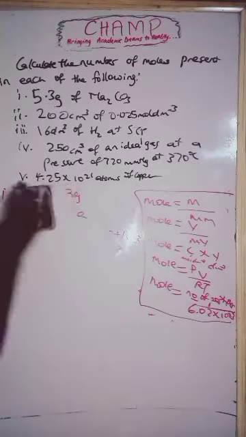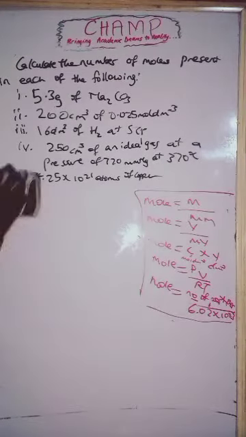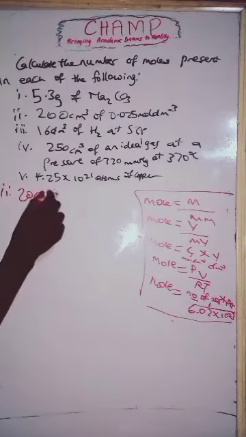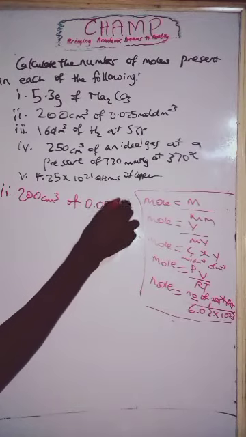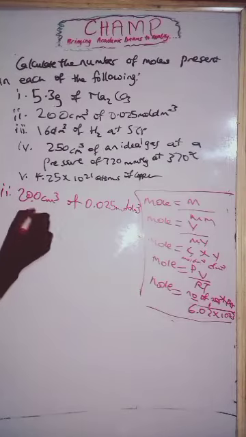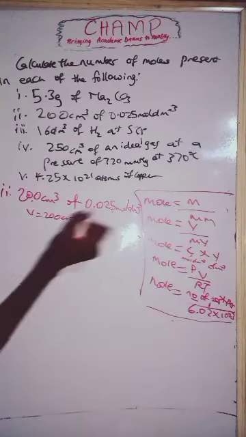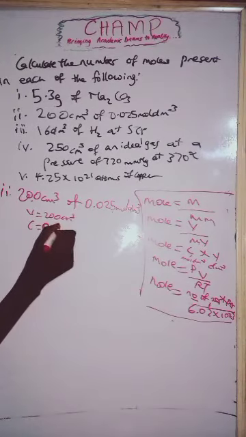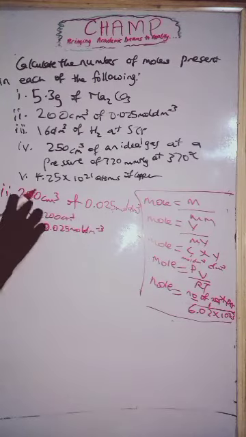So the second question now. We have 200 centimeter cube of 0.025 mole per dm cube. Just identify it. What is this? This is your volume, 200 centimeter cube. What's this? Mole per dm cube. That's your concentration, 0.025 mole per dm cube. So these are just the two things you're given.